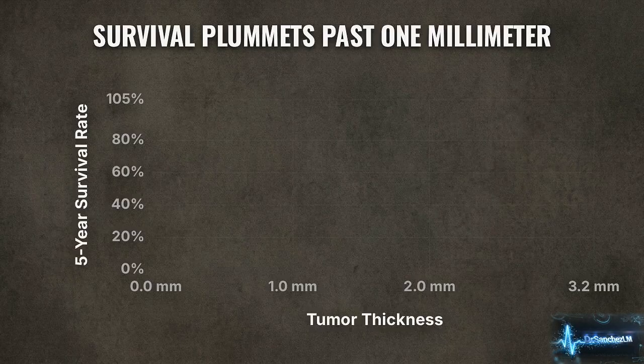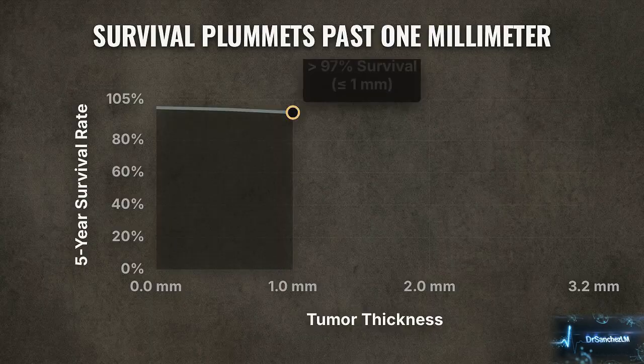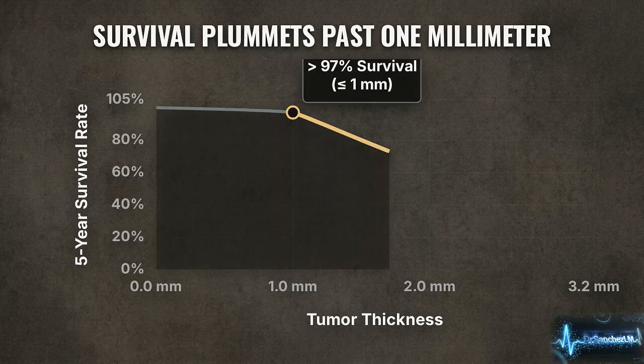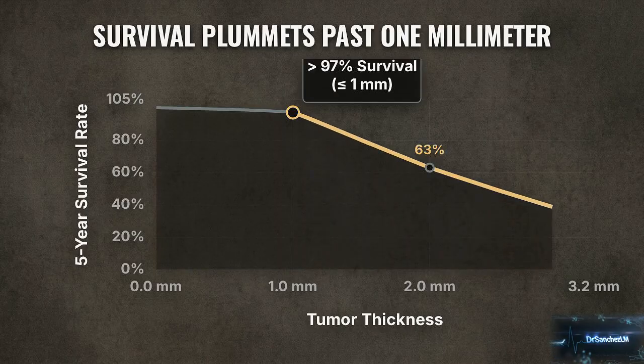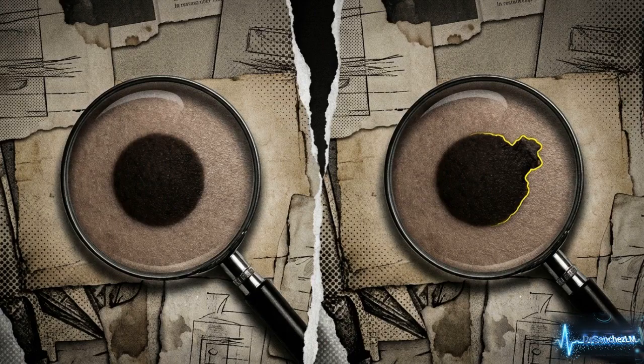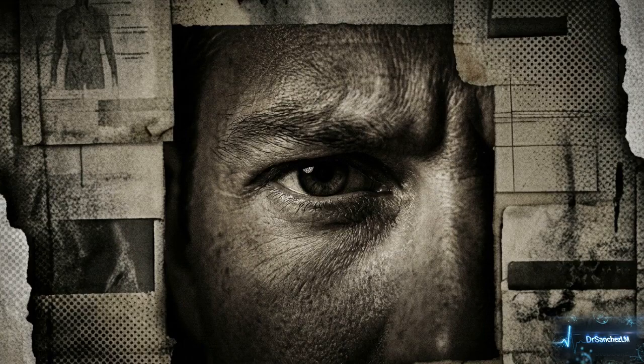When a doctor successfully identifies a melanoma at 1 millimeter thick or less, the 5-year survival rate exceeds 97%. But if it grows just a fraction thicker, advancing to stage 3, survival falls between 36 and 63%. Survival in these cases depends almost entirely on catching tiny, fractional changes on the surface of the skin. It is a geometry problem that the naked human eye struggles to solve with consistent accuracy.